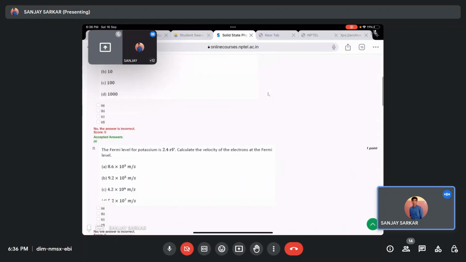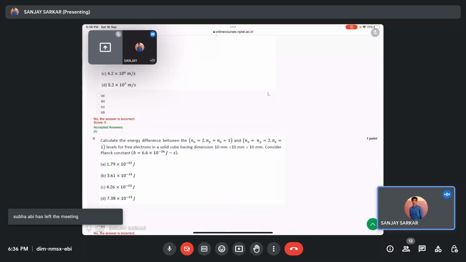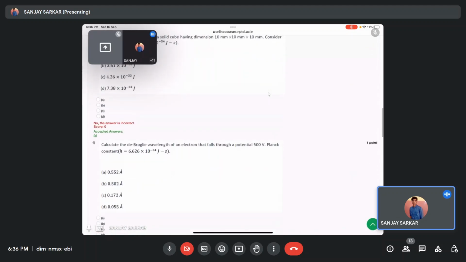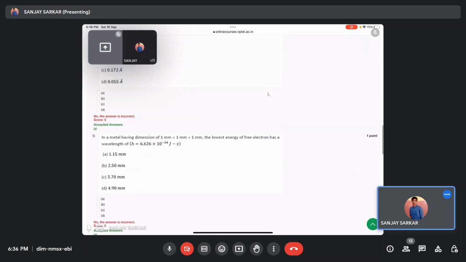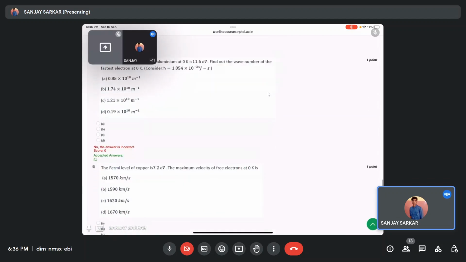Question 1 and 2 are already solved. Question 3 I have solved in the previous class. Question 4 is also similar. So lambda you can calculate, right? The de Broglie wavelength you can definitely calculate. So from these questions, if you have any doubt, you can ask.